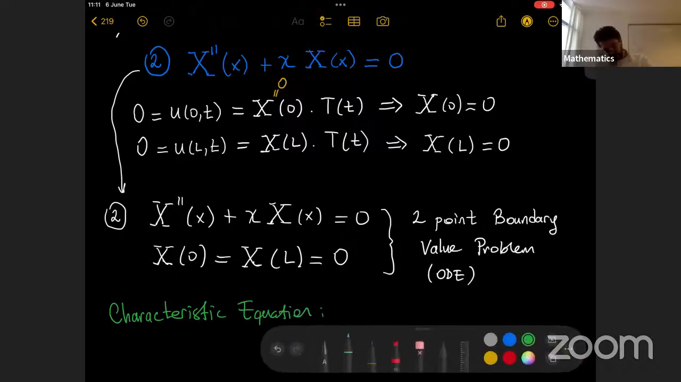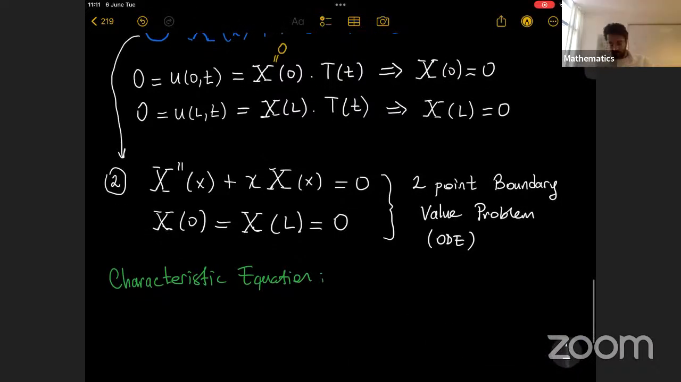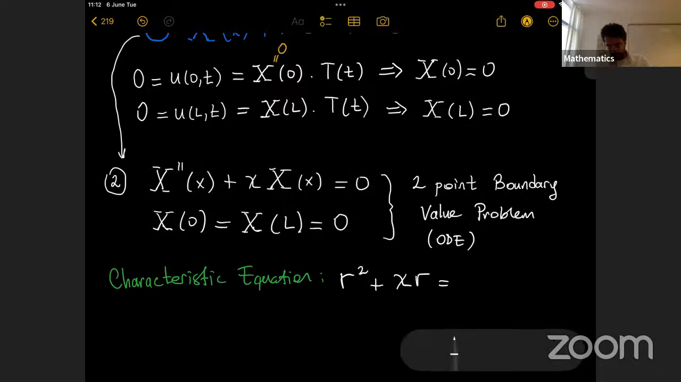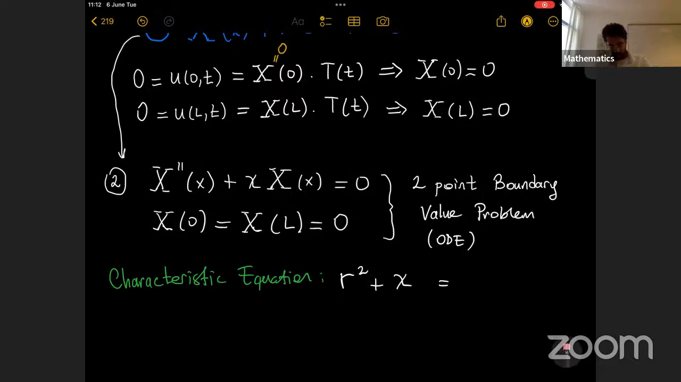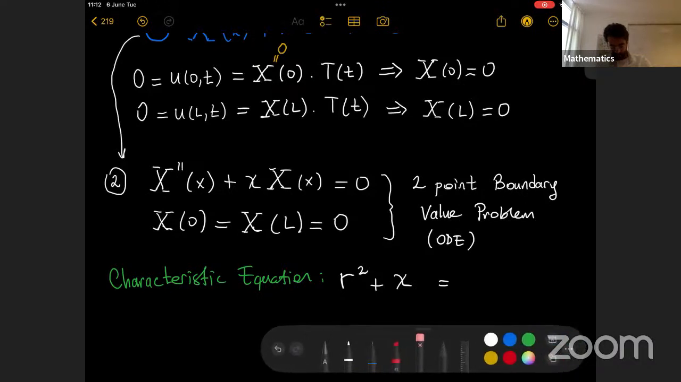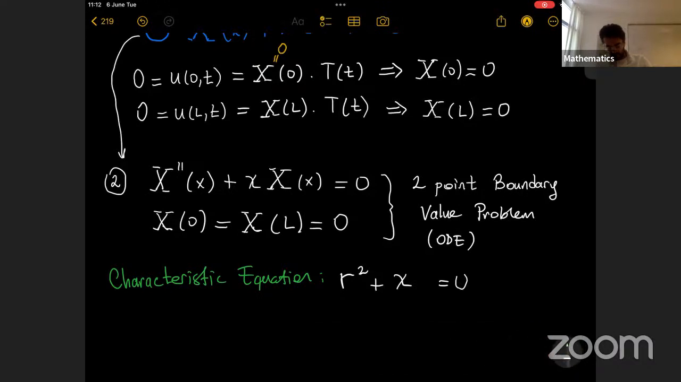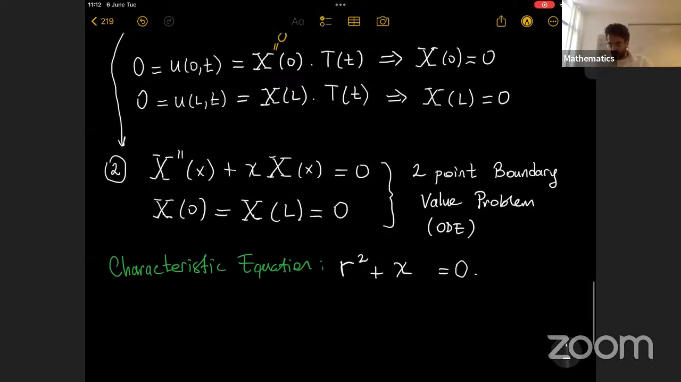Well, it is basically lambda squared, or r squared. Let's say lambda is used for a constant: r squared plus lambda is equal to 0. There's no r term, right? It's a homogeneous second order equation, and we can easily solve it.